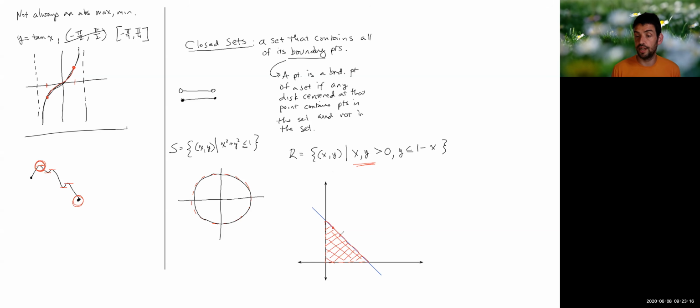The points along this line would be boundary points because if we draw a circle, they contain points in and out, but it's not including these boundary points. And so to be closed, you have to include all of them, right?